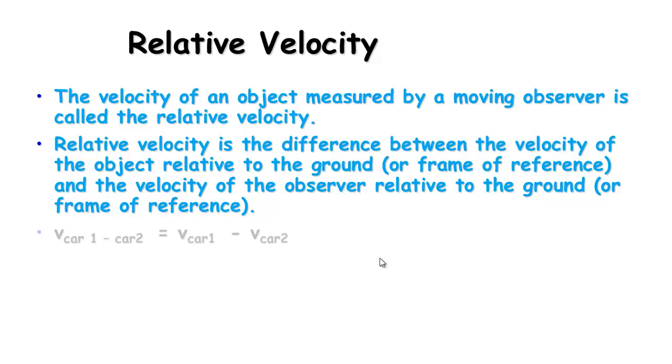So it's the difference between the two velocities relative to the ground, which is our overall frame of reference. So basically, it can really be summarized in a small equation where we'd say velocity of car 1 relative to car 2 is the difference of velocity of car 1, that's from the frame of reference of the ground, minus velocity of car 2, from the frame of reference being the ground.